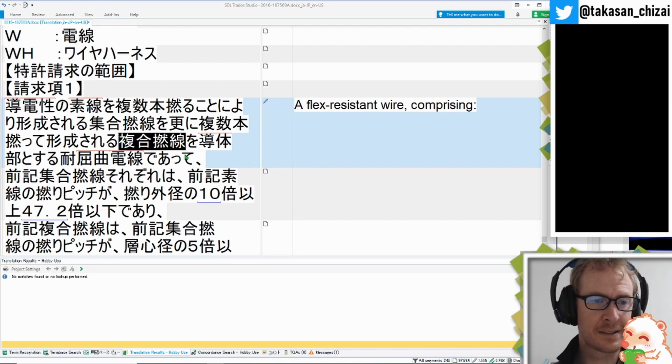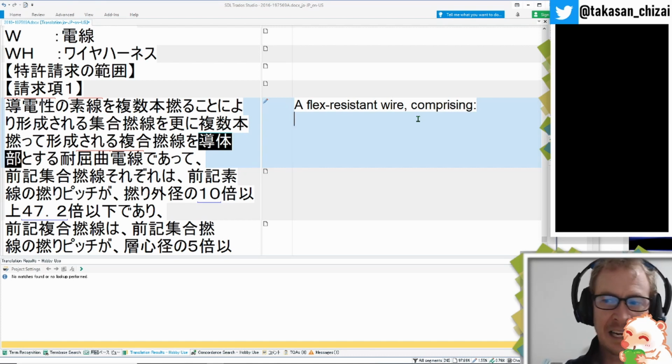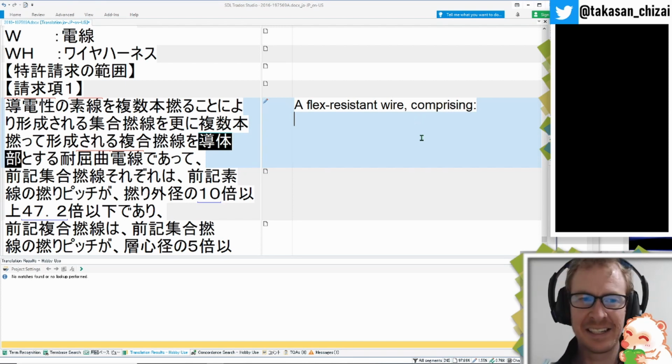And this bigger stranded wire is our conductor, or this part. This seems to be an equivalent relationship. These seem to be the same things. It's just saying that this is this in the invention. Alright. I think we understand the invention here, the hierarchy. And it's important when you're translating claims to establish that hierarchy in your head.